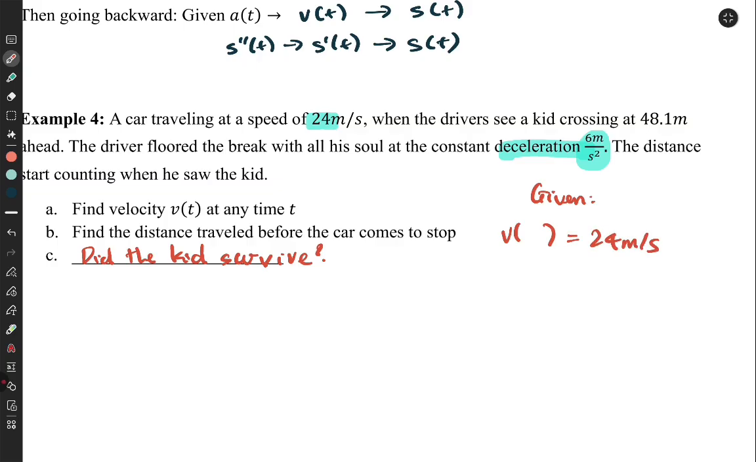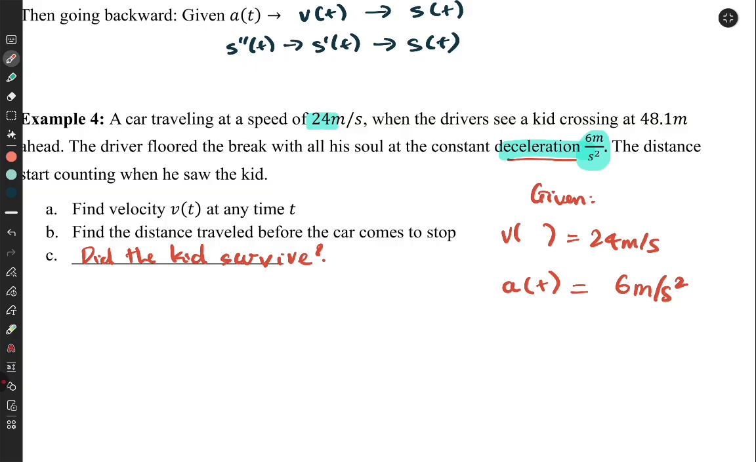Now we're going to attach something to every unit we have. Velocity, yes, we have velocity: in the beginning, during the crash, or at the end. They're all different, right? So the acceleration, a of t, equals 6 meters per second squared, right?